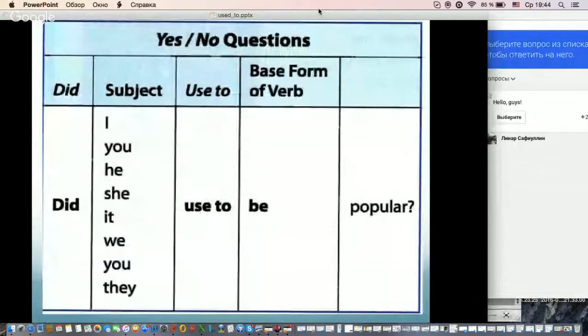If we want to make a question, then we put "did" in the first position in the sentence, and we get: did she used to be popular?